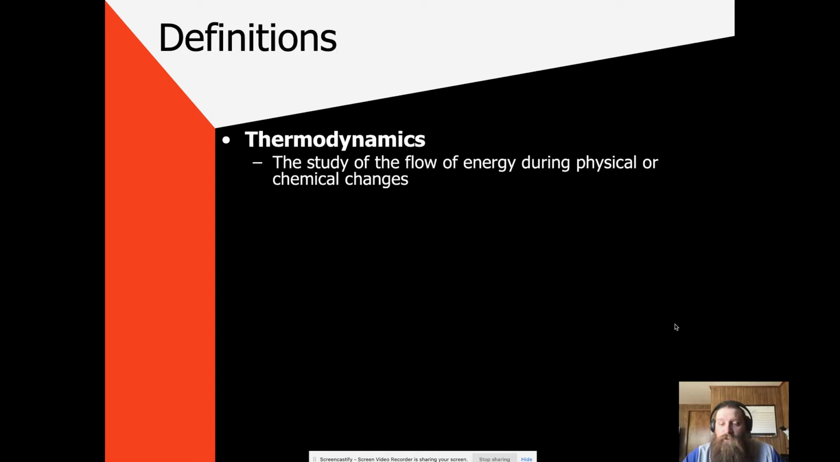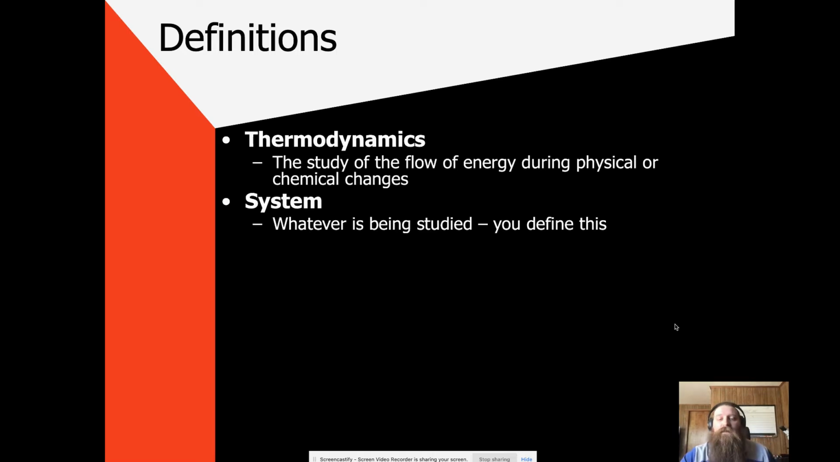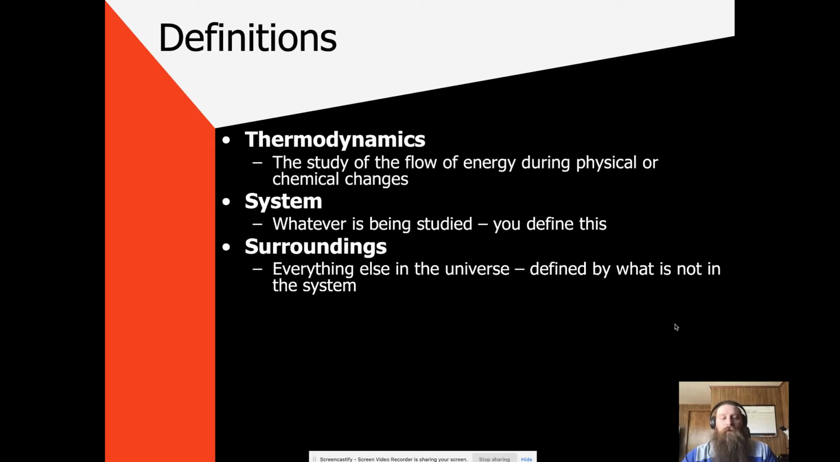And we've been talking about some thermodynamics already. We looked at specific heat. We've looked at a couple things like enthalpy, and now we're going to look at entropy. We're going to talk about the system. You define the system as the scientist. It's whatever we are studying. The surroundings is everything else in the universe. It's defined by what is not in the system.